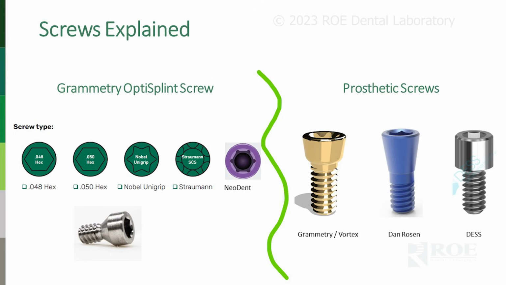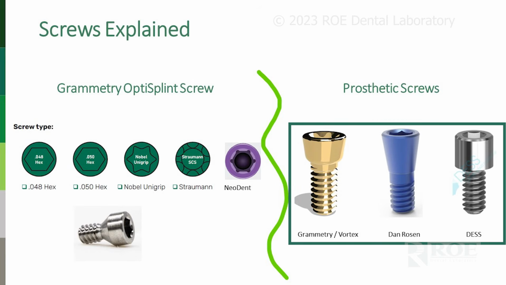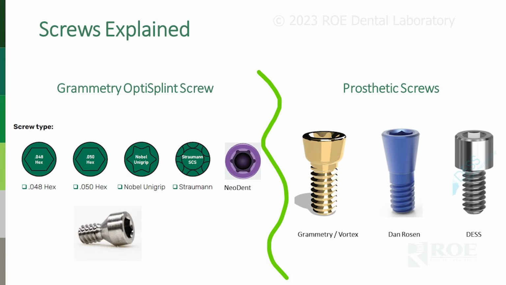And then there's what screw you're going to use in the prosthesis: Grammetry, Danrose, and Des. We want to know which one. They all have their little pluses and minuses, and this is the one we recommend the most, the Grammetry, because it has this little bit of wedging and convexity here, and it really nestles down inside the resin nicely. A little more of a wedging action here, and a little more of a right angle here. So we really like the Vortex screw, and you can buy these from us.